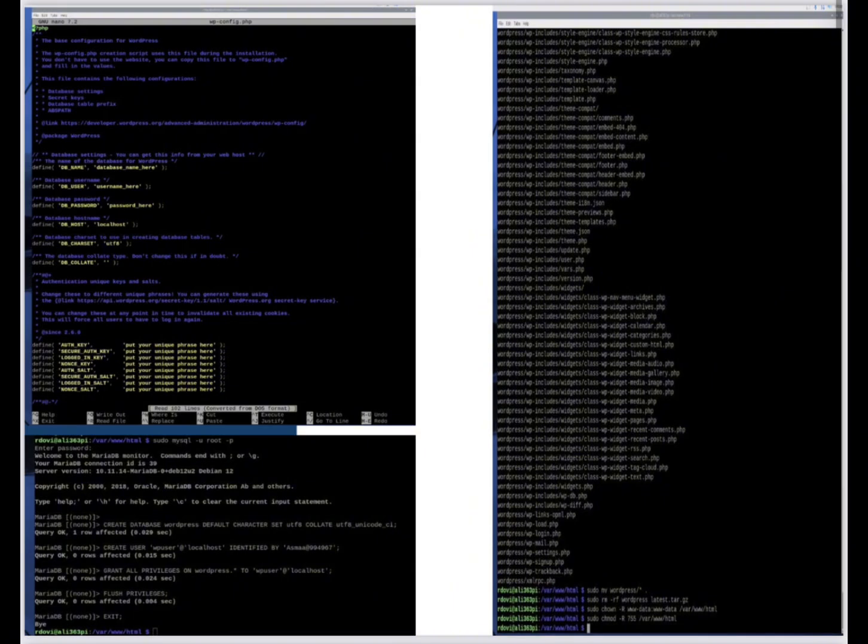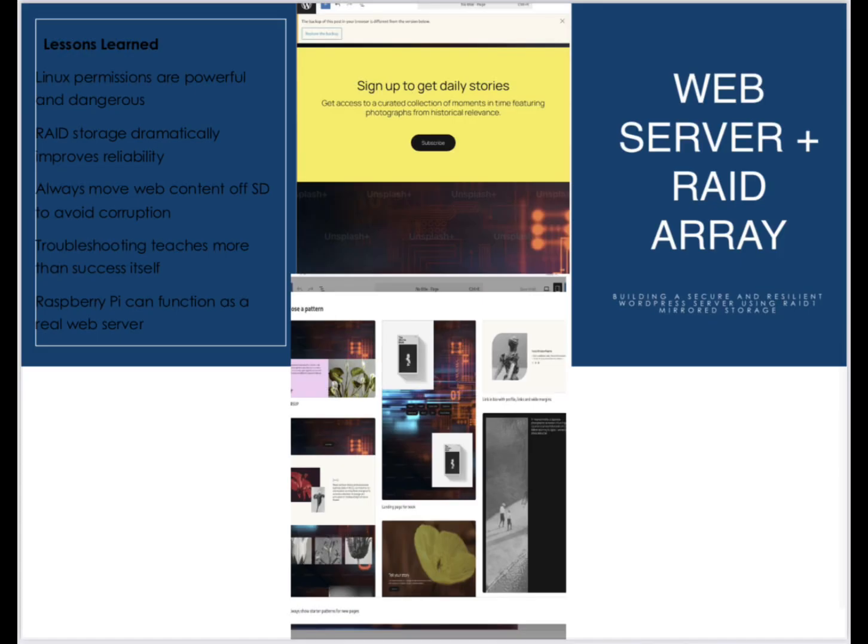These problems were more than just errors. They became learning steps. Fixing them taught me how RAID mounts, how Linux handles permissions, how Apache delivers web content, and how to recover when things fail. This experience improved my troubleshooting skills and gave me confidence to solve future issues faster.